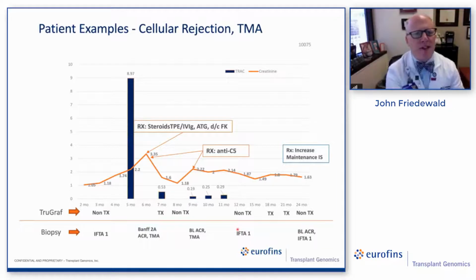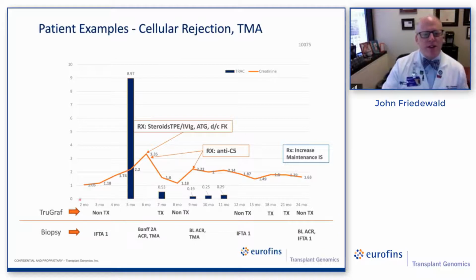I'm going to move on to a few examples that illustrate how the TruGraf test can be used. And in these slides, I also have data from a cell-free DNA assay called the TRAC assay. And the way this works is this is a single patient. This patient was followed for 2 years in the CTOT-8 trial. Patient had serial biopsies shown here along the bottom and TruGraf testing here. And you can see at 3 months and on the other time points.